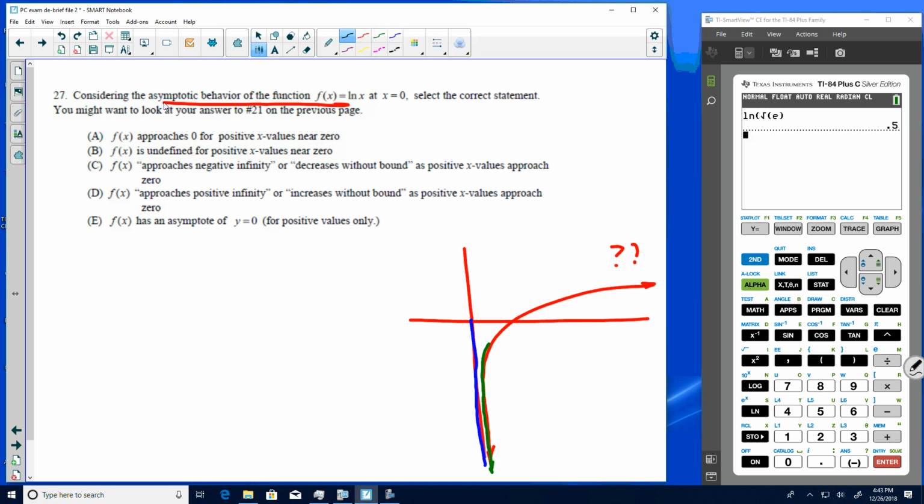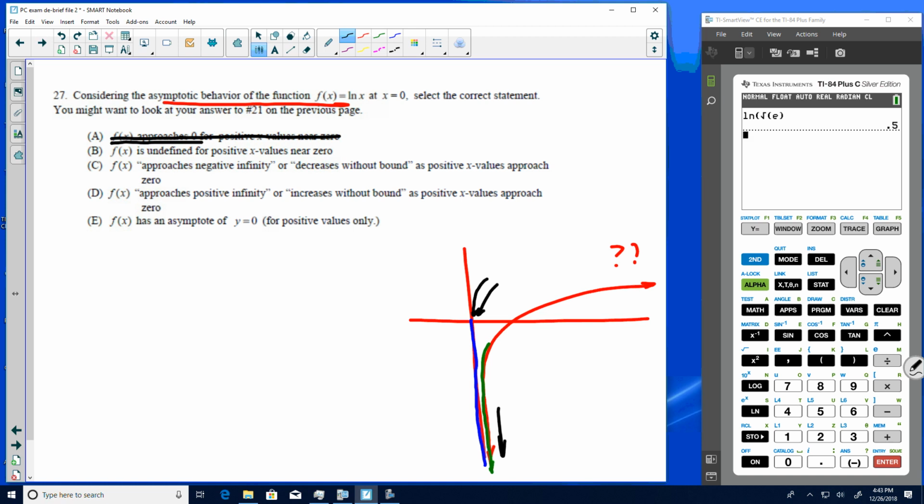This first choice says the function approaches 0 for positive x values near 0. Well, here's positive x values near 0 down over here. And the function is not going to 0. The function is going down. Right, so that's out.